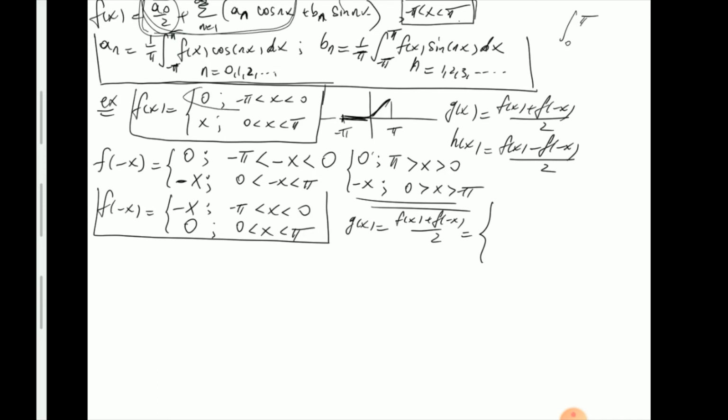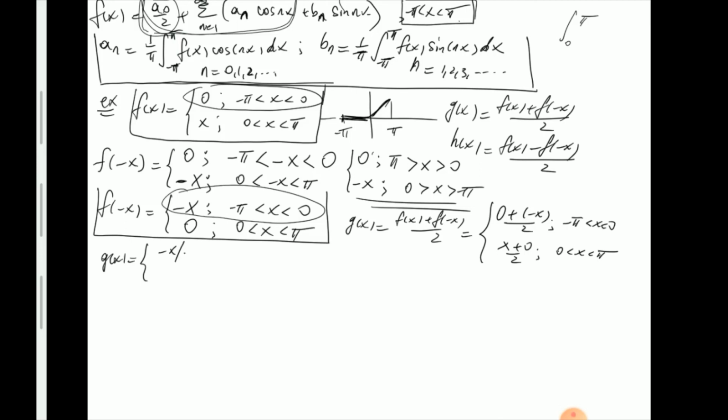So on the first subinterval, between minus pi and 0, the sum of the two will be 0 plus minus x over 2. And on the interval 0 to pi it is going to be x plus 0 over 2. So therefore the even part is just going to be minus x over 2 if x is between minus pi and 0, and x over 2 if x is between 0 and pi.